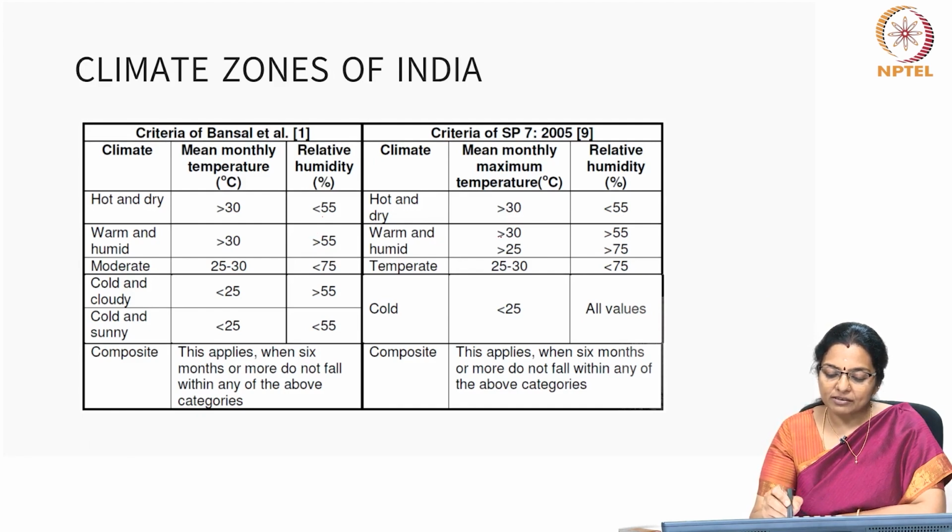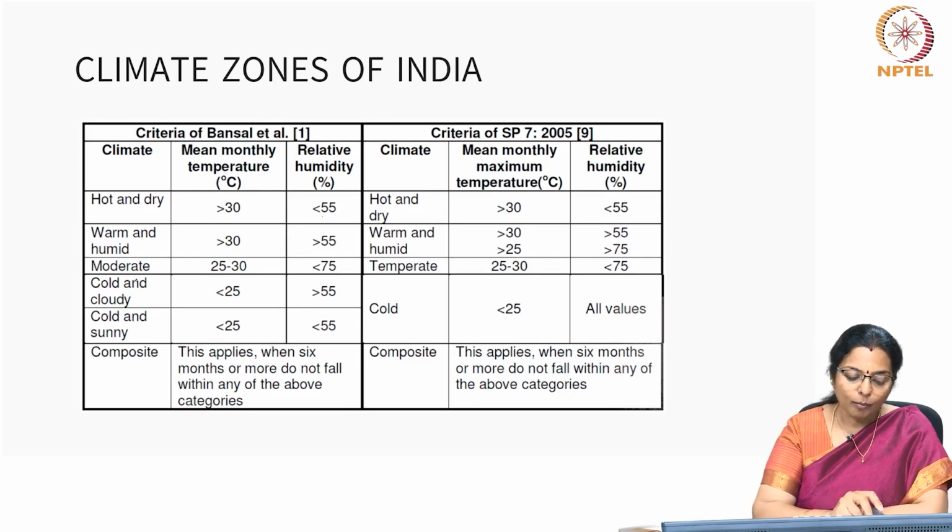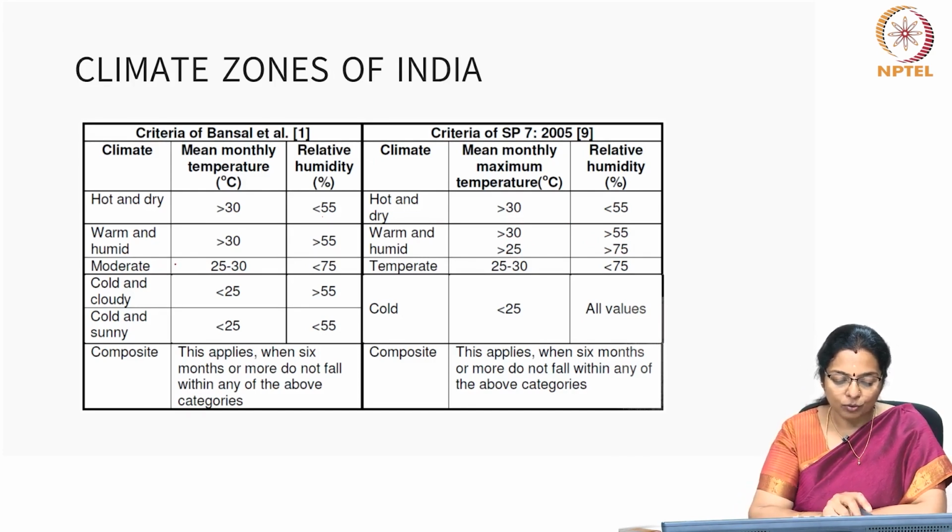Whereas SP7 gives two bifurcations. When the temperature is greater than 30 and the relative humidity is greater than 55, or when the mean monthly maximum temperature is greater than 25 and relative humidity is greater than 75%. For moderate climate, also known as temperate climate in SP7, the mean monthly temperature ranges between 25 degrees to 30 degrees and the relative humidity is less than 75%. This is the same with SP7.